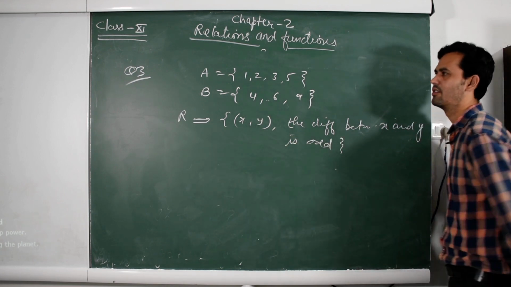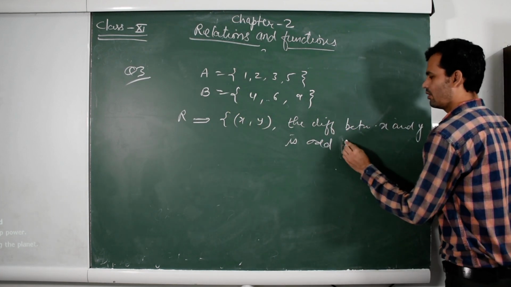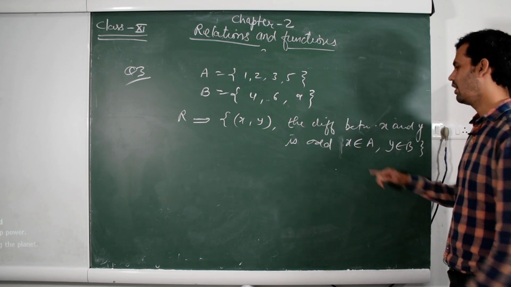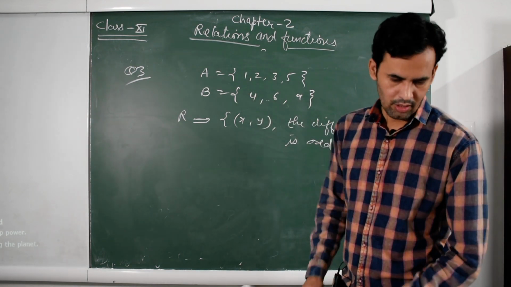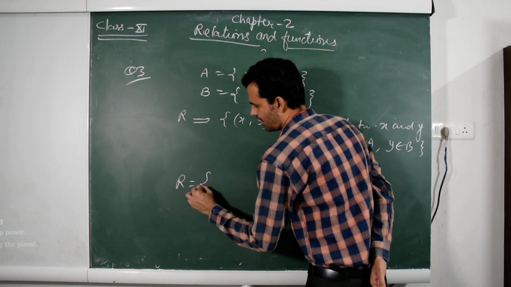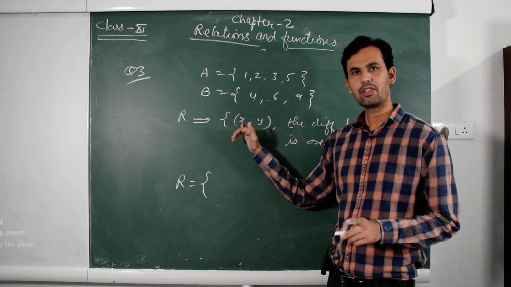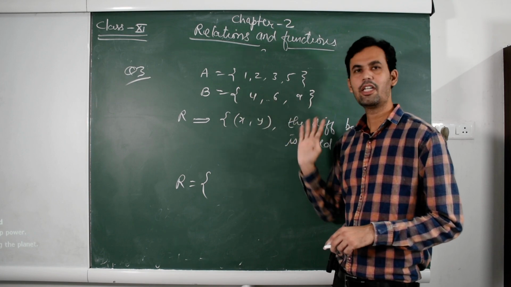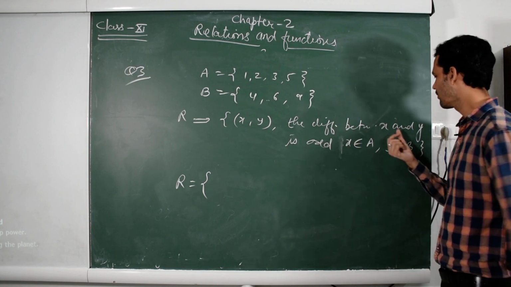So this is the relation, where x belongs to A and y belongs to B. Here they gave x belongs to A and y belongs to B. x are the elements of A and y are the elements of B. We have to write this relation R in roster form. So x are the elements of set A: 1, 2, 3, 5, and y are the elements of set B: 4, 6 and 9.